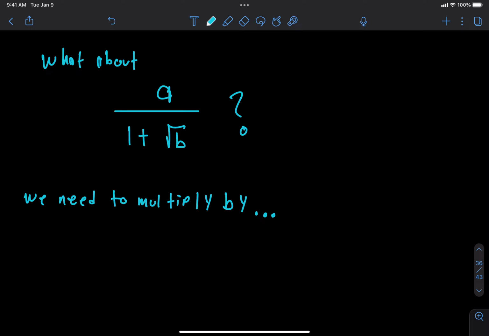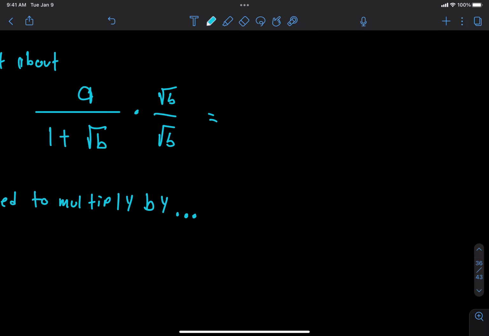Okay, so this one is tricky. I can't use my same trick here. If I try to multiply the top and bottom by square root of b, what's going to happen is I'm going to get a root b on the top, and on the bottom, I have to distribute, right? So I'm going to get root b plus b. Ah, crap. Okay, so I still have a square root. Maybe if I just do it a couple more times, I don't know.